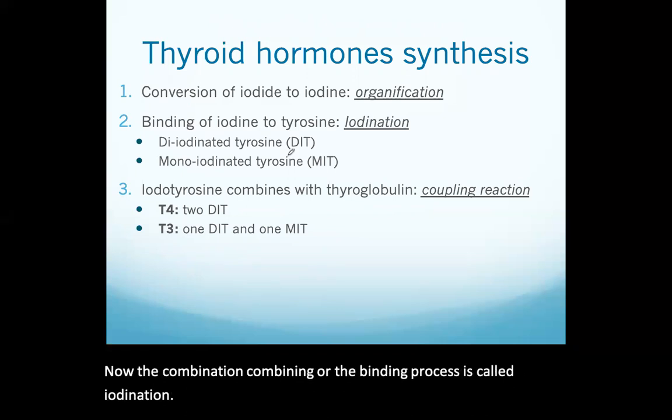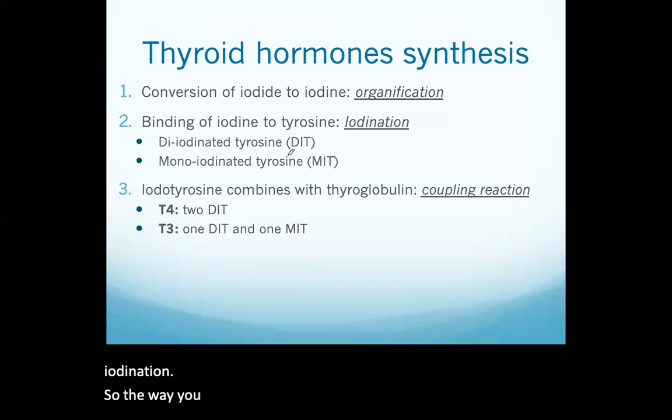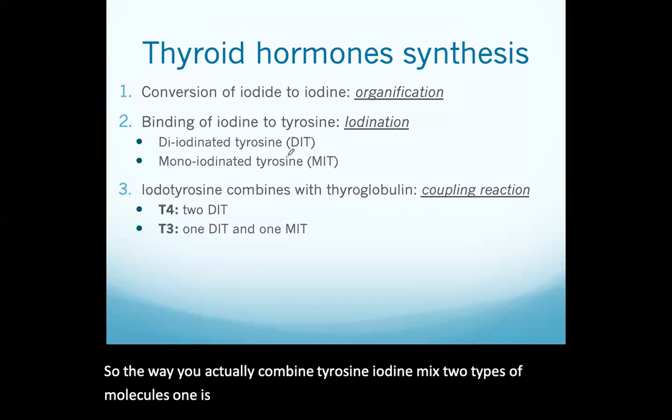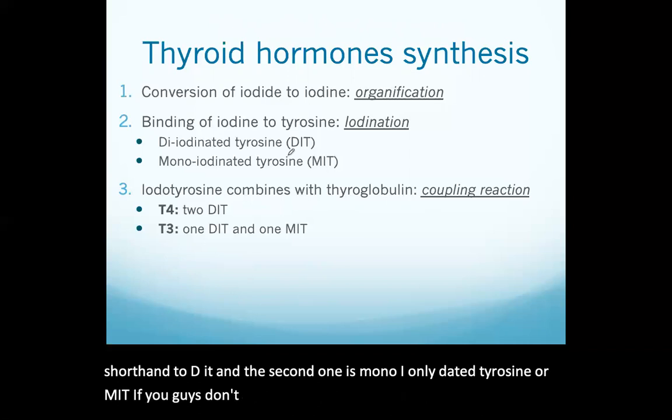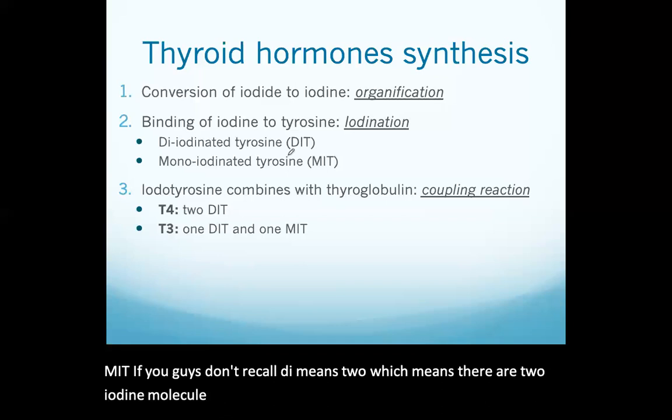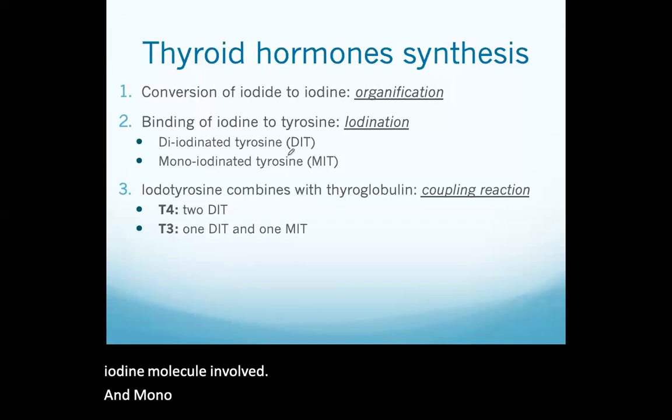The way you combine tyrosine and iodine makes two types of molecules. One is diiodinated tyrosine, shorthand DIT. And the second one is monoiodinated tyrosine, or MIT. If you don't recall, di means two, which means there are two iodine molecules involved, and mono implies one.